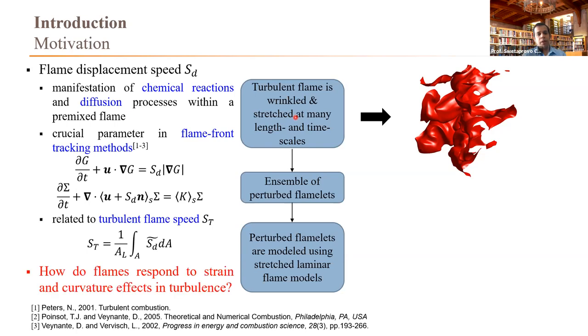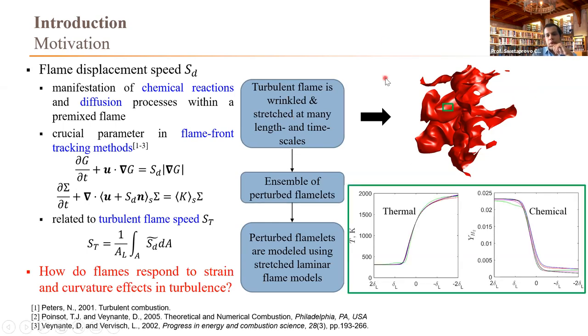Now, is that true? We want to know how flames respond to strain and curvature effects in turbulence. If you take this turbulent flame, take an arbitrary location in this box, shoot a normal vector, and extract the local flame structure, what you will see is that the local flame structure looks reasonably close to that of a laminar flame. This is about the thin reaction zones regime. There are chances that it will look similar to that of a laminar flame, and its chemical structure will also be similar. There can be regions where it is broadened, and regions where it is interacting, but there are chances it can look like this. So of course, in these regimes, you can expect that the perturbed flamelet model or the stretched flamelet model will hold.